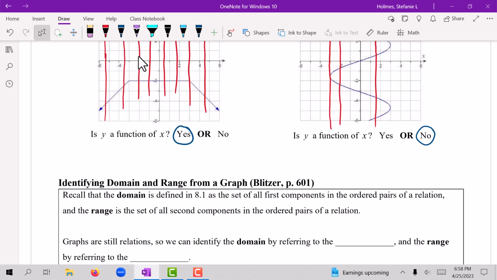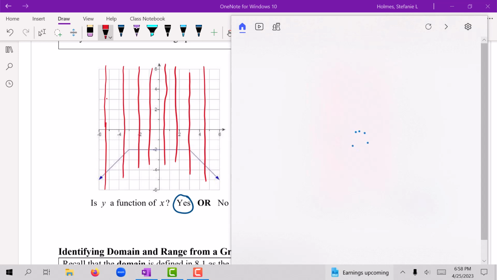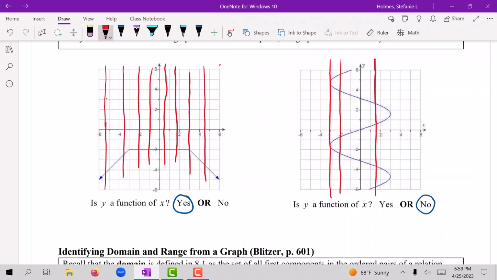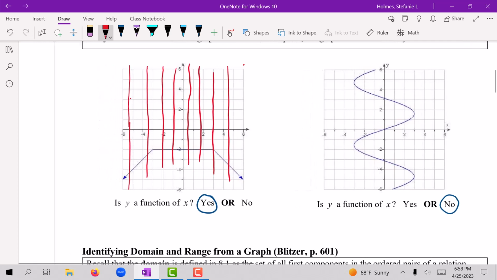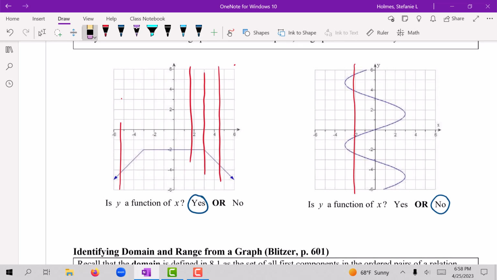Now, why does the vertical line test work? The vertical line test works because if you think about it, let me erase what I have on this graph. Well, I don't really have 2 good points, so I take that back. Let's go back to this other one. Let me get rid of all these points.